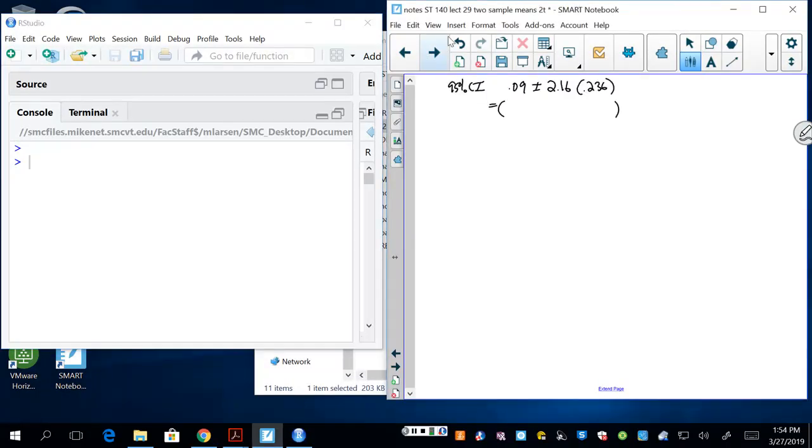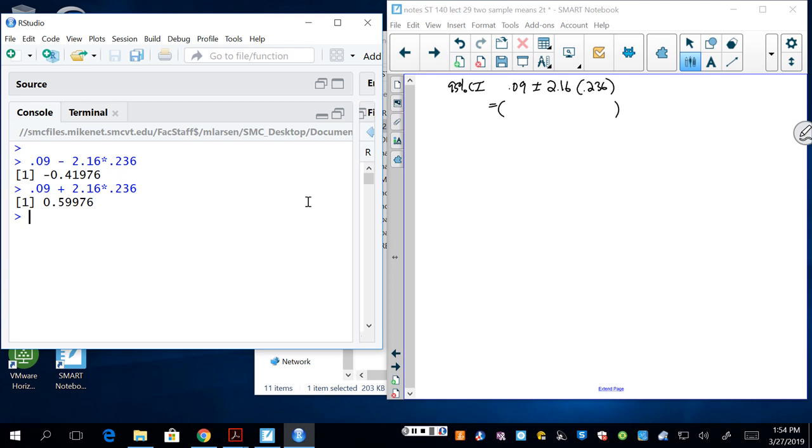So the confidence interval is 0.09 minus 2.16 times the standard error, up to that plus. So about negative 0.42 up to about 0.6. So that's a 95% confidence interval.